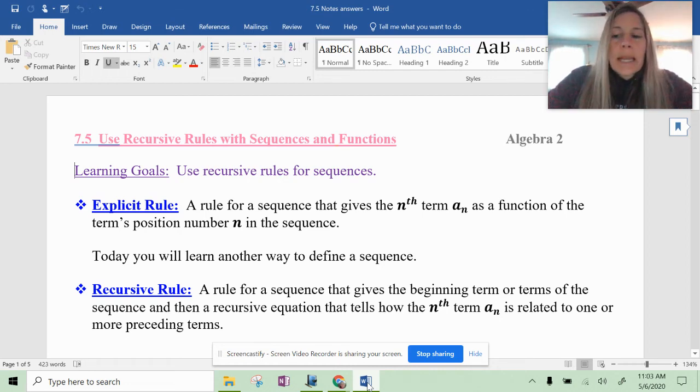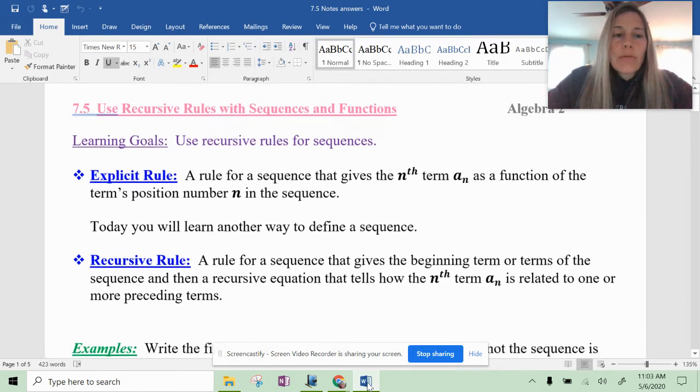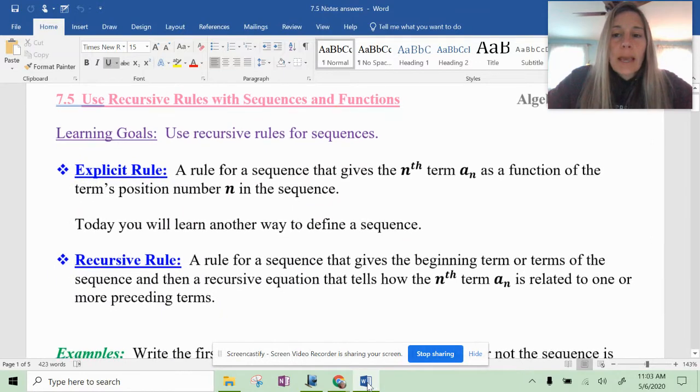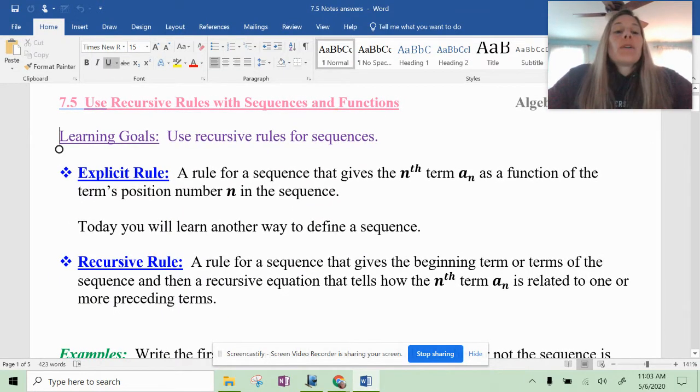Good morning. So today our lesson is going to be on using recursive rules with sequences and functions. Up till this point, we've been focusing on explicit rules, and those are rules that act more as an input-output table would with a function. So you have an n value, which is your input value, and that is the number that you are on in the sequence. So let's say you want to know the fifth term in the sequence, your n value would be 5. You would input the 5 and your output would be what is that fifth term in the sequence.